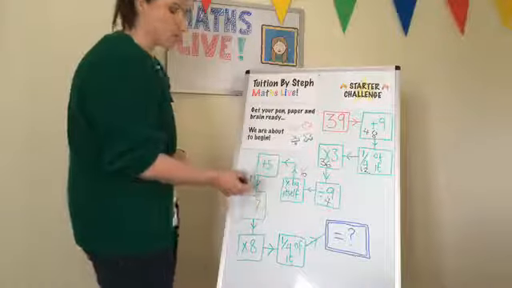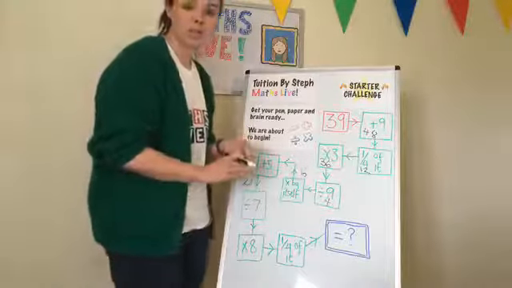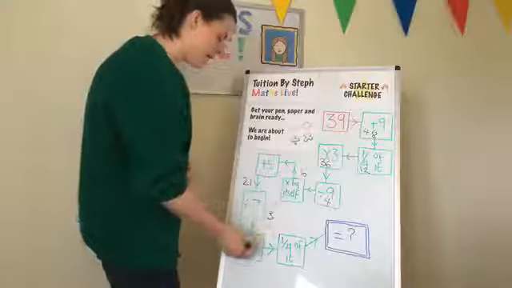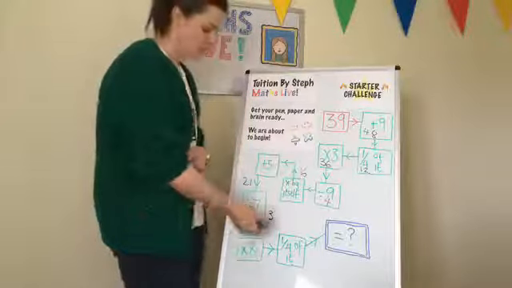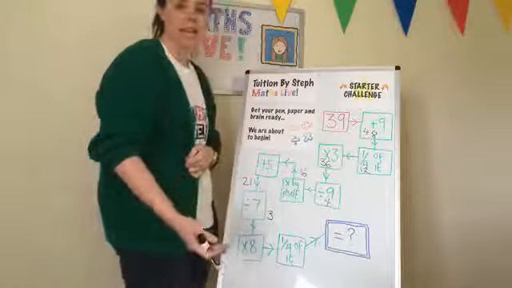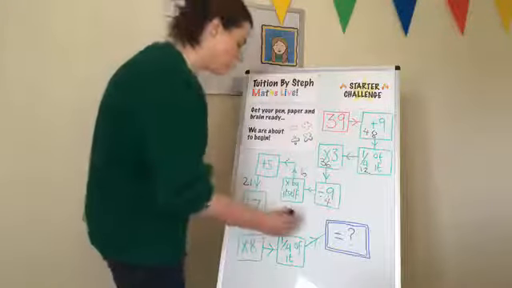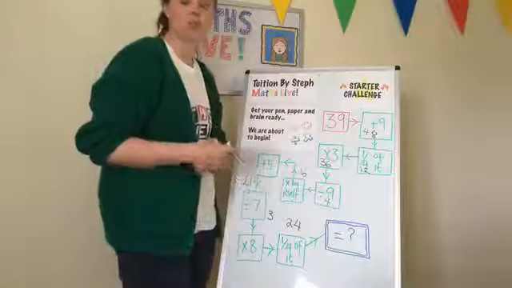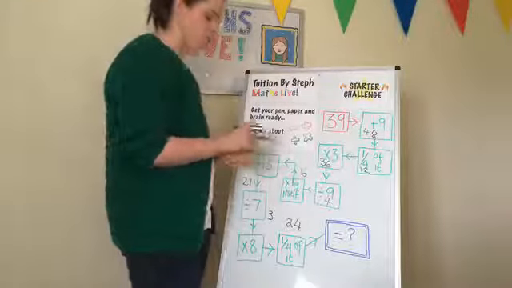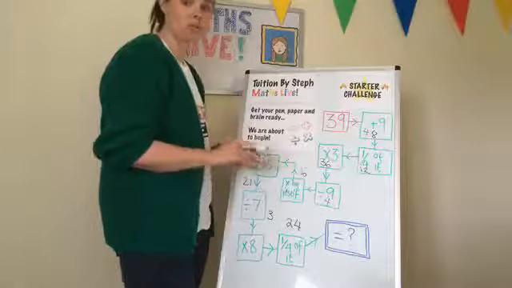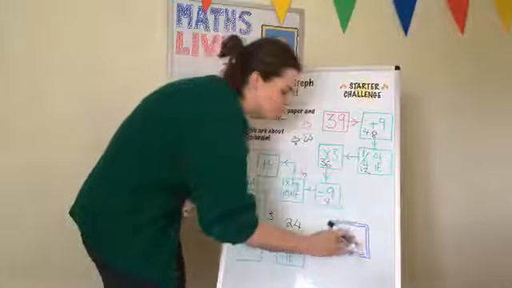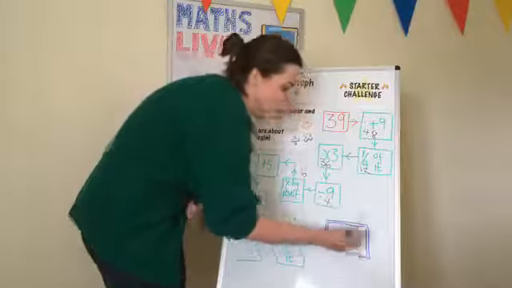How many 7s are in 21? So 1 7 is 7, 2 7s are 14, 3 7s are 21. 8 times by 3, so 3 times by 8. So 1 8 is 8, 2 8s are 16, 3 8s are 24. And then you've got to quarter 24, that means you divide it by 4. So 1 4 is 4, 2 4s are 8, 3 4s are 12, 4 4s are 16, 5 4s are 20, 6 4s are 24.